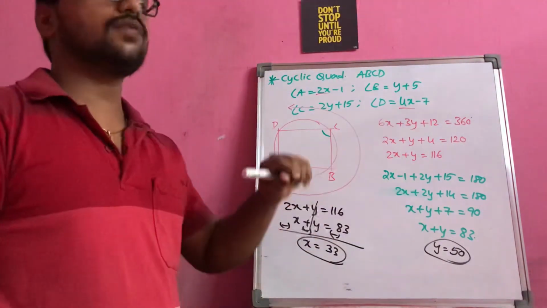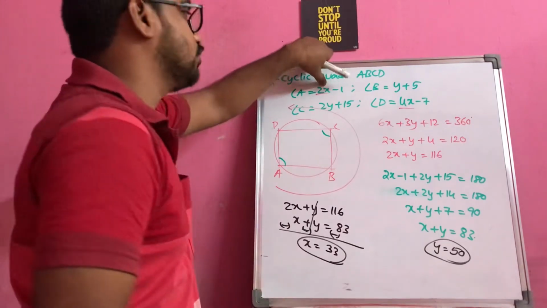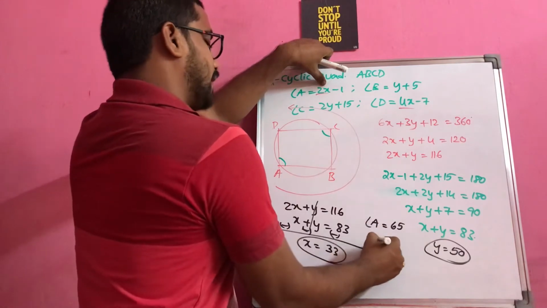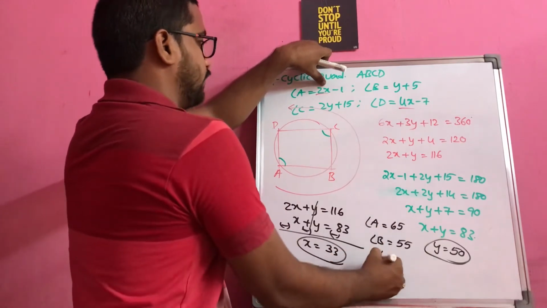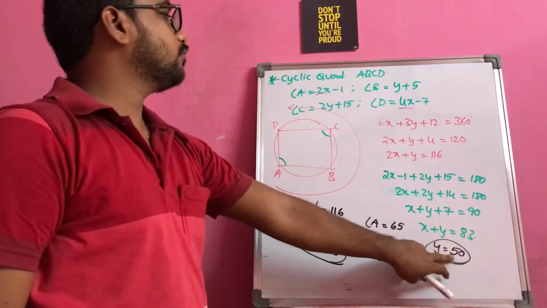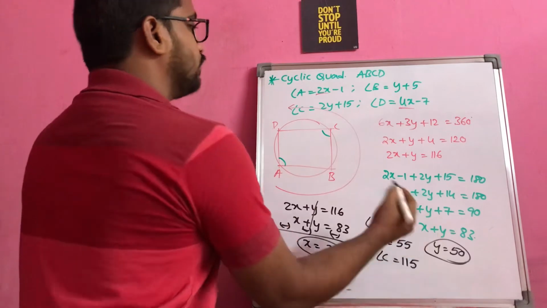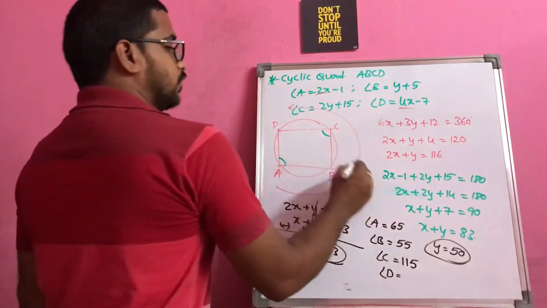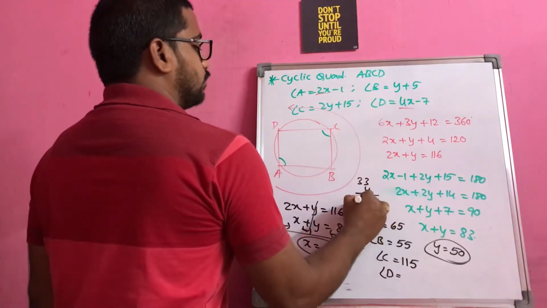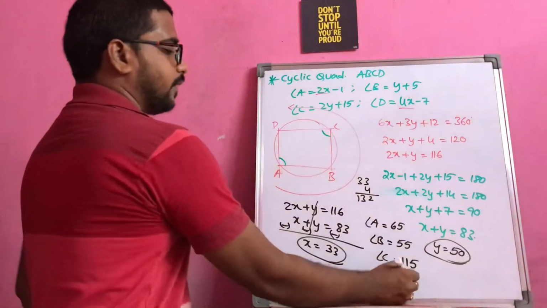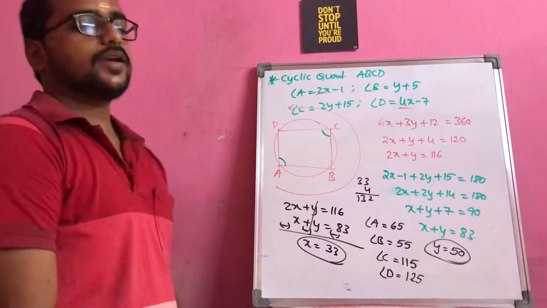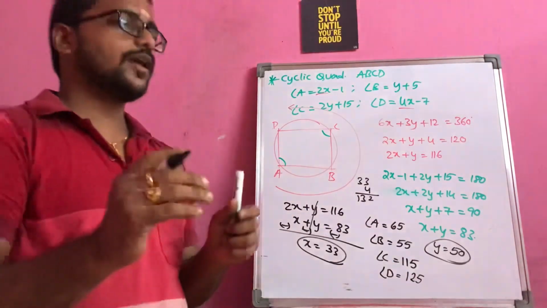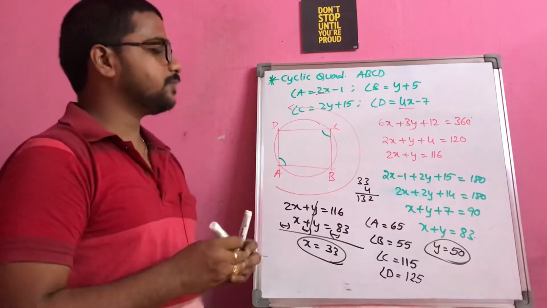Now we have the x value and y value. Substitute in all of these to get the remaining values. So angle A will become 2 into 33 minus 1, 65. Angle B will become 50 plus 5, 55. Angle C will be 2 into 50, 100, plus 15, 115. Angle D will become 4 into 33, which means 132. Correct? So 132 minus 7 will become 125. So you can cross check your answer just by adding all of these. You should get 360. Like that you can cross check to confirm whether your answer is correct or not, right? That is the basic thing.